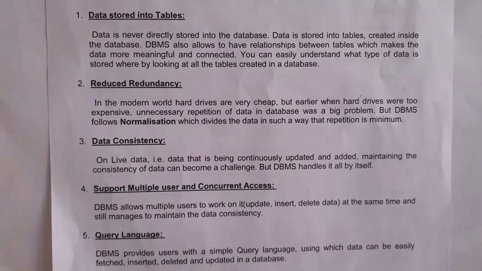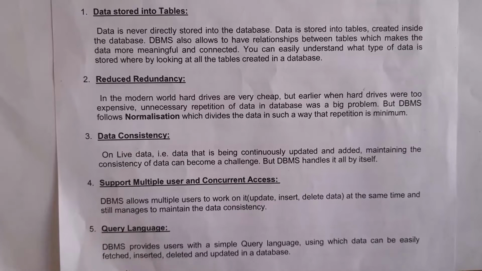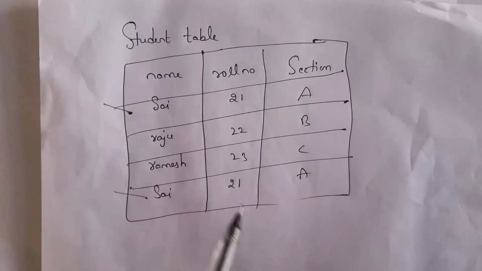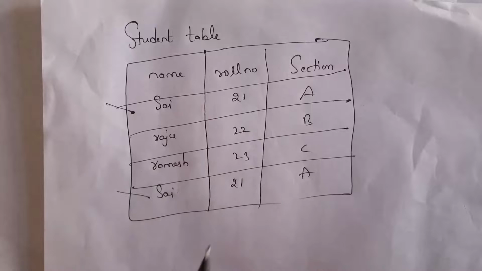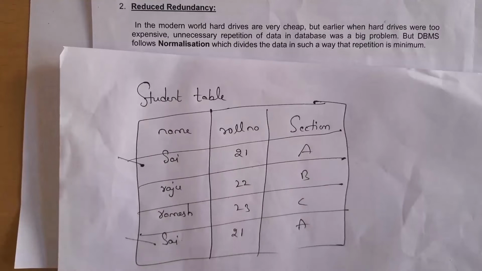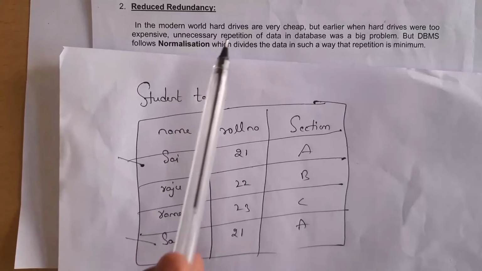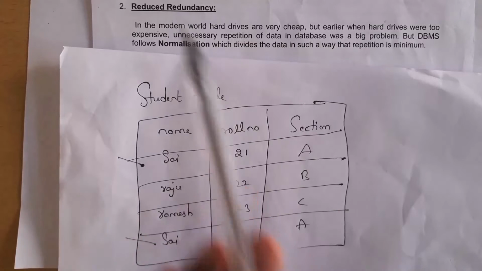At present, if you want to purchase any hard disk, then it is very cheap. But in olden days, if you want to purchase any hard disk, then it is very expensive. So unnecessary repetition of data is very big problem. For example, in the student table, name Sai, roll number 21 and section A repeated twice. It will lead to wastage of memory in hard disk. So unnecessary repetition of data in database was a big problem.